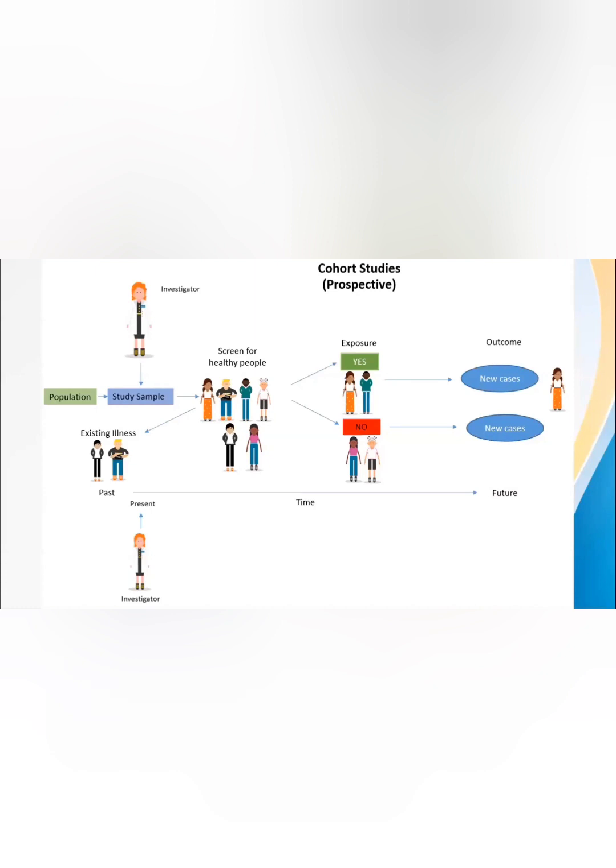After baseline information is collected, subjects are followed up longitudinally, that is over a period of time, to determine if and when they become diseased and whether their exposure status changes. For example, one could identify smokers and non-smokers at baseline and compare their subsequent incidence of developing heart disease.